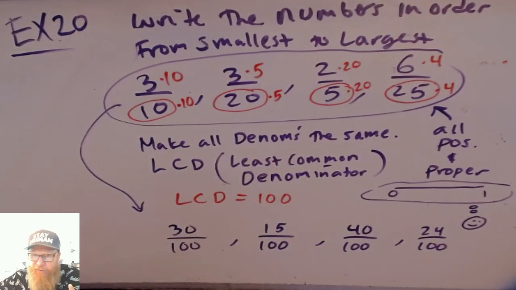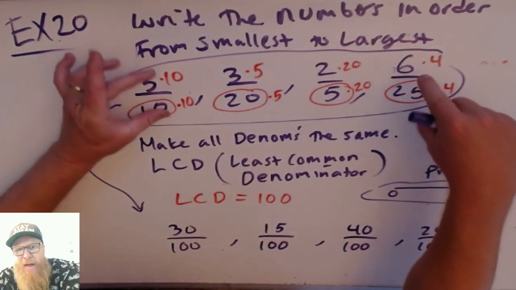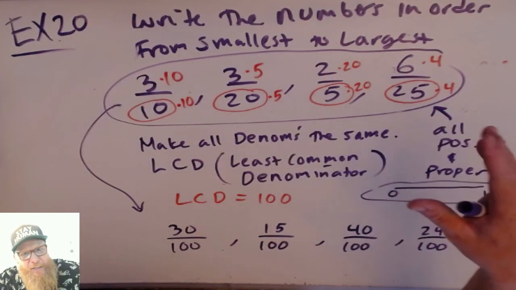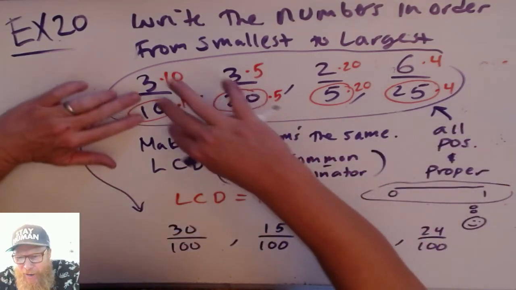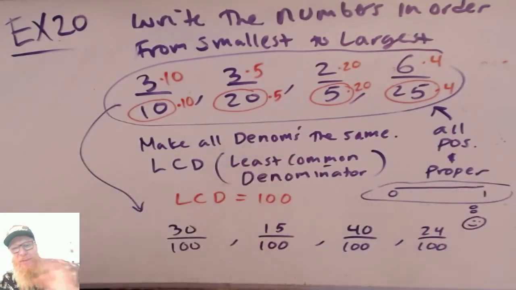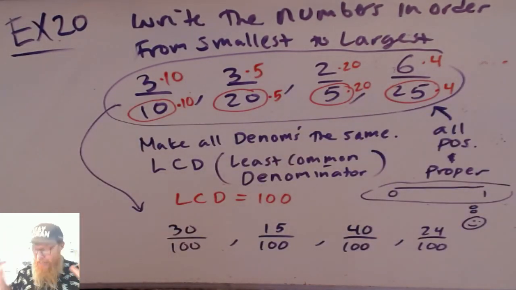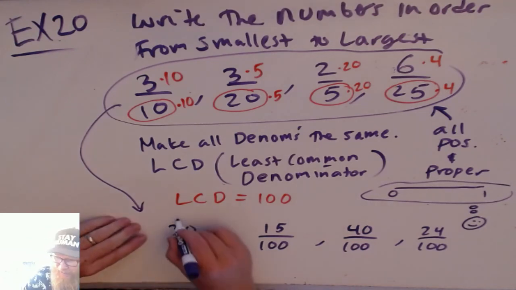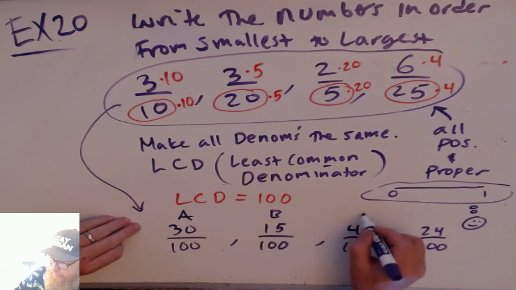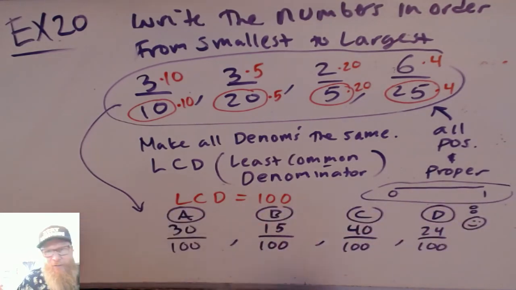Now be careful because you're going to put them in order, but then you want to remember which one was which. So when we're done, we want to go back to what these numbers originally were. That's why I'm not erasing any of this stuff. So now let's put them in order. If you like, you can label them A, B, C, D. Little memory labels so you can keep track of them.